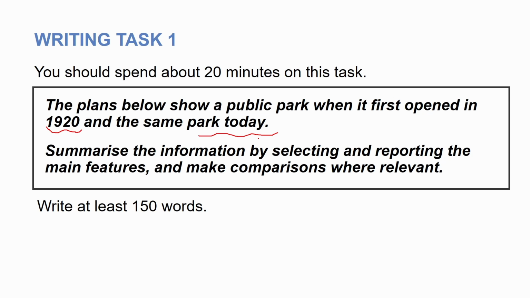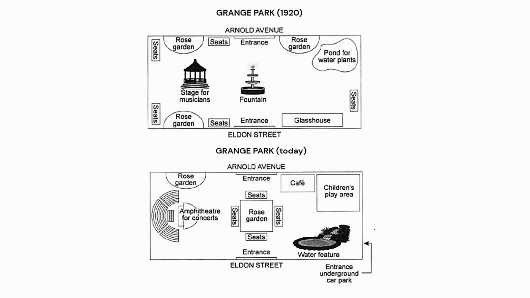So we know that we need to summarize the information. How? By selecting and reporting the main features only. And also we need to make comparisons where relevant, which is almost always relevant. In doing so, make sure you write at least 150 words. Try to aim for more than that. Now we need to understand the plan. So at this stage, don't think about vocabulary. Simply put ticks for the places that have been changed and a cross for the places that remain the same.